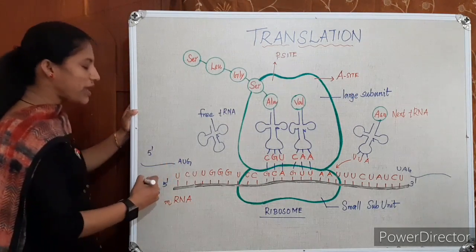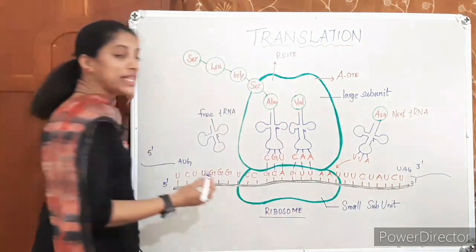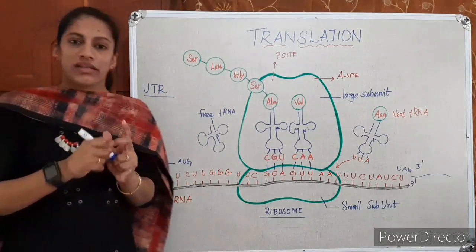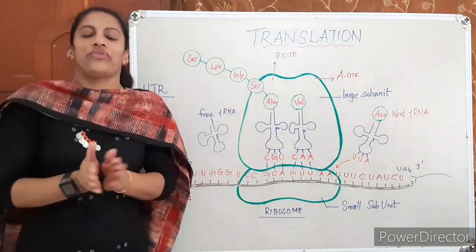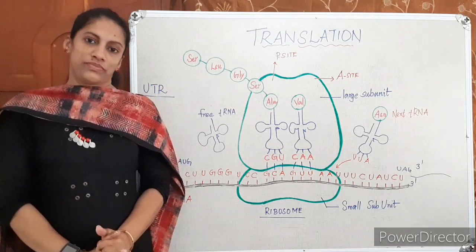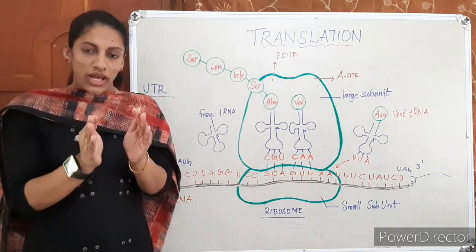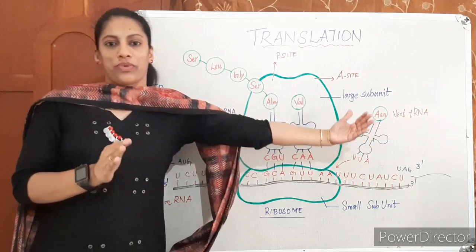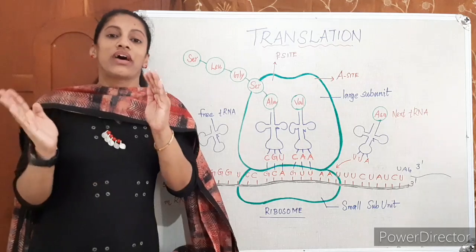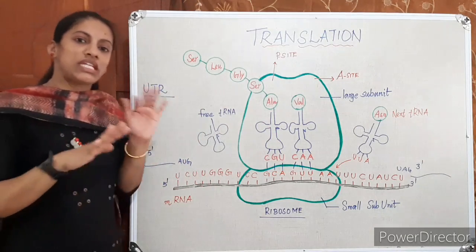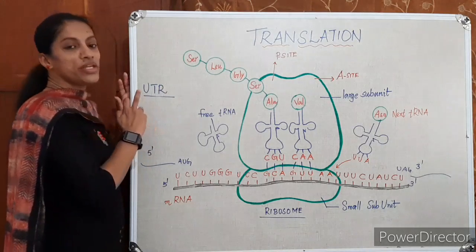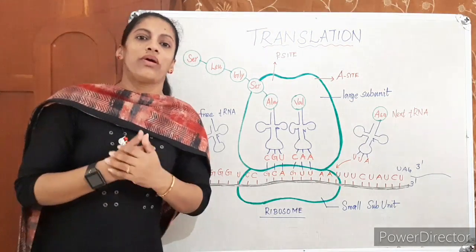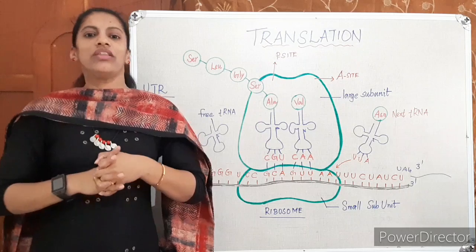At the 5' end and at the 3' end, there are some untranslated regions, UTRs. These are said to be required for a very effective translation process. Before the start codon at the 5' end, and after the stop codon at the 3' end, there are some sequences which are not translated. Such sequences are called UTRs, untranslated regions. That's all about translation. That's all. See you in the next class.